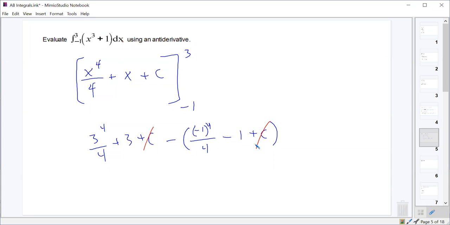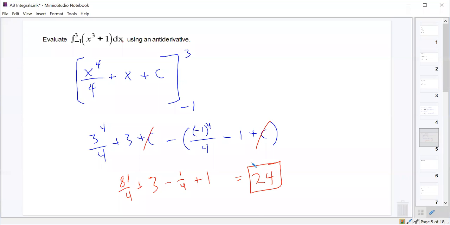So everybody see that? Yeah. So from now on, we're not going to bother to do that with the constants. So now all we've got to do is figure out what 3 to the 4th over 4 plus 3 minus -1 to the 4th over 4 minus 1 is. And let's see, what's 3 to the 4th? That's 81, right? So we've got 81 fourths plus 3. And then minus a 1/4. And then minus a -1 ought to be a +1. So we've got 84, which is 20, plus the 4 ought to be 24.